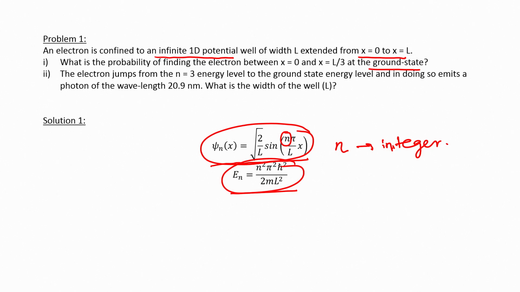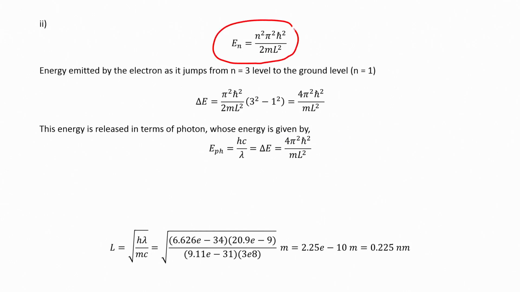So, what was the next problem? It was, if the electron jumps from n equal to 3 energy level to the ground state energy level. So again from n equal to 3 to n equal to 1, your ground state corresponds to n equal to 1. Basically E n is given by this expression, that is the energy of the nth state. If it jumps from n equal to 3 to n equal to 1, it emits an energy which corresponds to del E equal to pi square h cut square by twice m L square into n equal to 3 square minus n equal to 1 square. So it will give you some expression here.